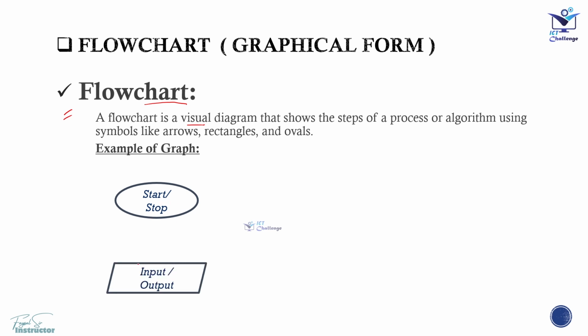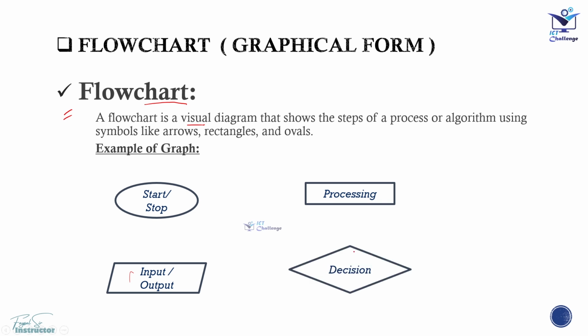This diagram is called input or output. If you want to give input to your computer, or if you want to get output from your computer, then you have to use this shape. Also we have a processing box. In this box we write calculations like C equals A plus B, or any kind of formula or law you can use inside this box. Here you use this diamond shape box, and this box is known as the decision box.